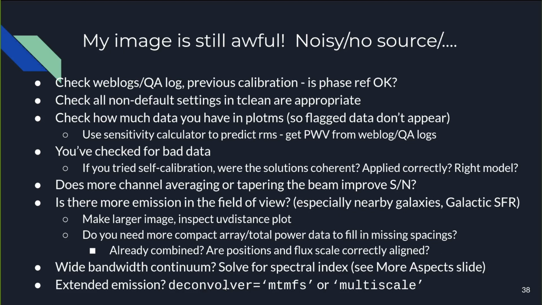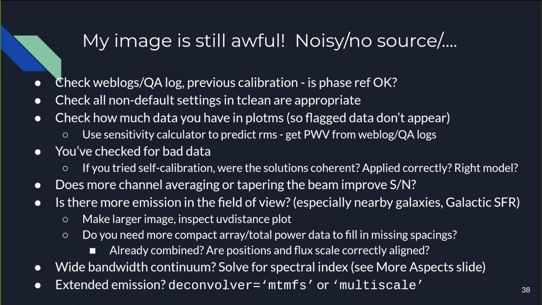If your first image looked okay and the signal to noise was really high, and then you apply the calibration solutions and you get a complete mess, maybe you need to do some more channel averaging, or maybe you need to taper the beam. Maybe if you've got very long baselines, you're being dominated by errors on a few long baselines. Have you missed emission off the edge of the field of view, or are there a lot of missing spacings?